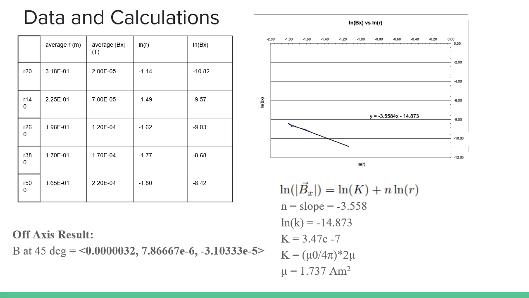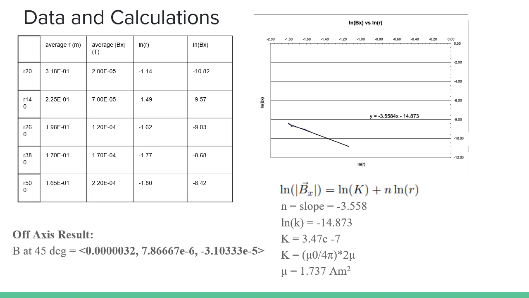So now for our data and calculations. On the right we have a graph of the natural log of the magnetic field in the x direction versus the natural log of the distance. And this gave us some points which generated a line of best fit of y equals negative 3.5x minus 14.87. So this is kind of our y equals mx plus b format.